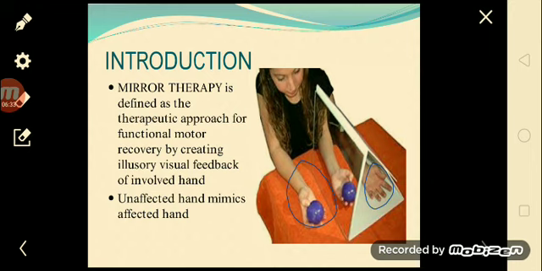The patient sees the reflection of the normal hand in the mirror, and she thinks that both the normal hand and the affected hand are moving. So this is the illusory visual feedback. What is illusion? The artificial imagination that is existing.